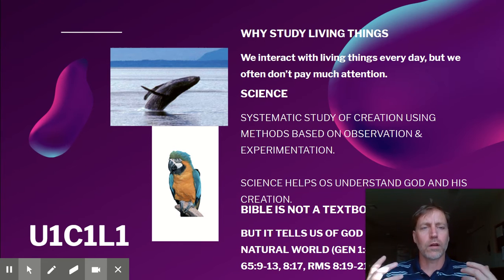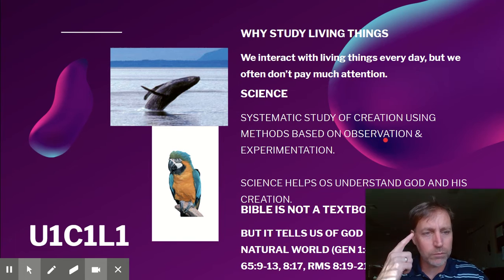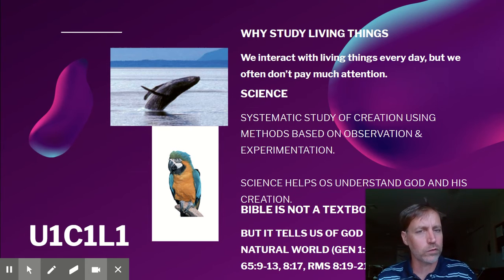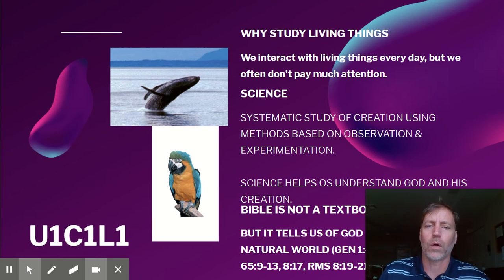It's the study of creation, the world around us, the universe around us, in particular the living things around us. And it uses methods based on observation, looking with our senses and with other devices as well, and experimentation, seeing what will work and what will not, asking questions, and then trying to prove whether those questions are true or false.